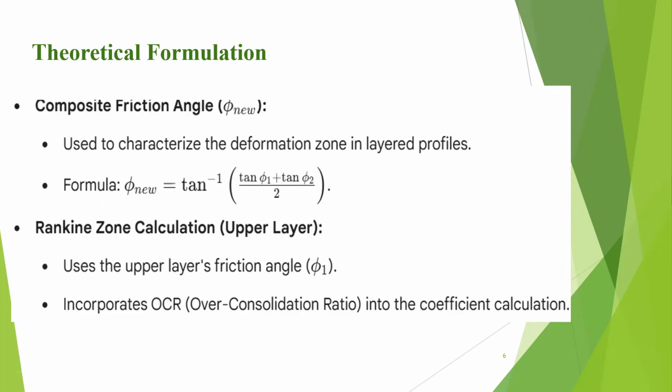The theoretical formulation. The composite friction angle phi nu is used to characterize the deformation zone in layered profiles. So we consider phi nu equals tan inverse of (tan phi 1 plus tan phi 2) over 2. And for the Rankine zone calculation, we use the upper layer friction angle phi 1, incorporating OCR, that's the over-consolidation ratio, into the coefficient calculation.